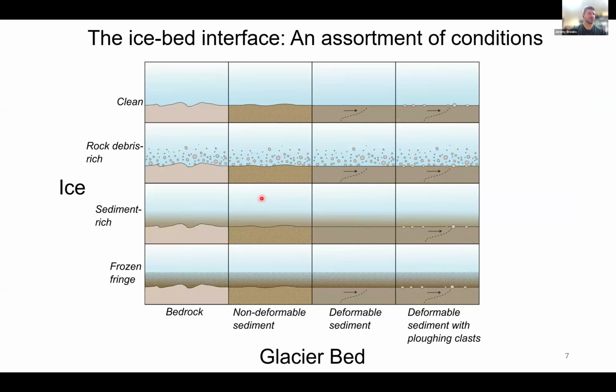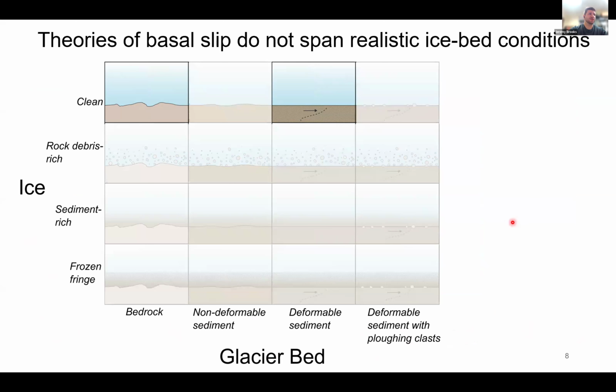So we typically think about just clean ice or dirty ice, but in reality, the ice bed interface is this sort of combination of conditions at the glacier bed and in basal ice. So this is shown here as discrete combinations of these two, the glacier bed and the basal ice. But really, they're more continuums here. And the slip laws that we use in ice sheet models and base our theories on usually only assume clean ice conditions for ice sliding over a hard bed or deformable sediment. So these theories of basal slip don't span this whole range of ice bed physical conditions.